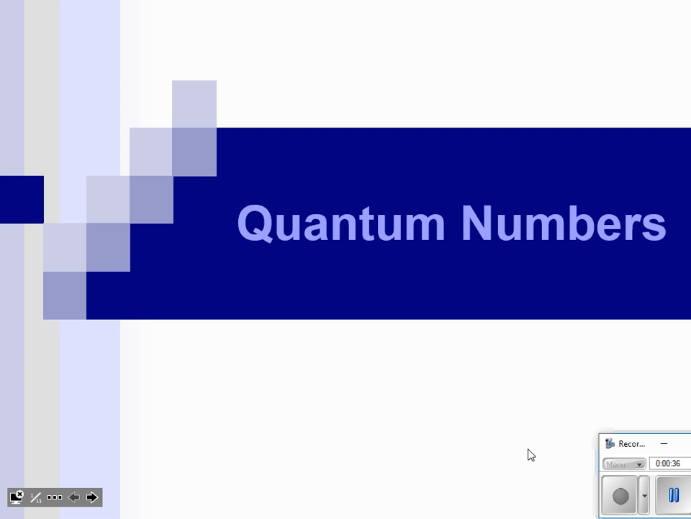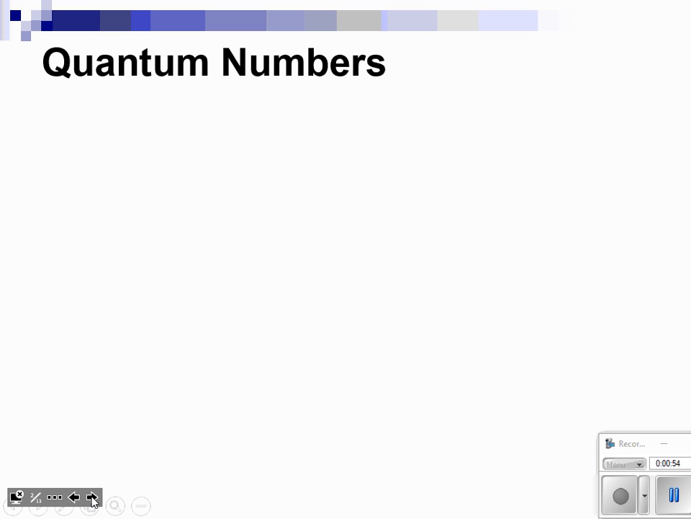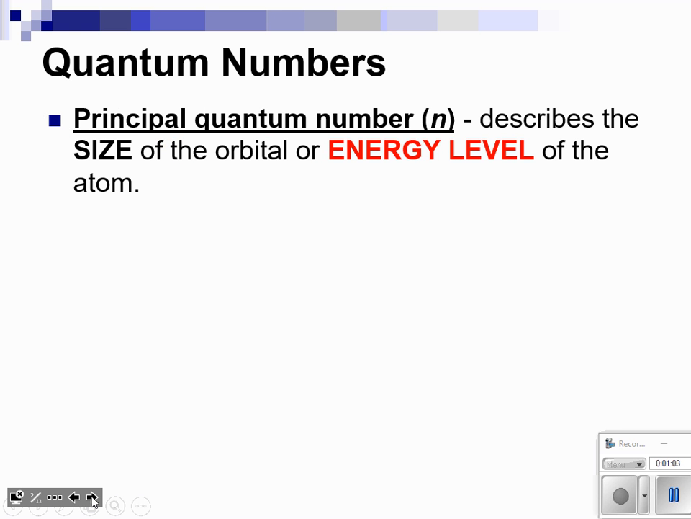When we're dealing with these electron configurations, they are based on quantum numbers. When we watched the video over quantum numbers, you should have got some things. Here are probably the most important things that I thought you should take away from that video. The first quantum number is what we call the principal quantum number. It describes the size of the orbital or the energy level of the atom.